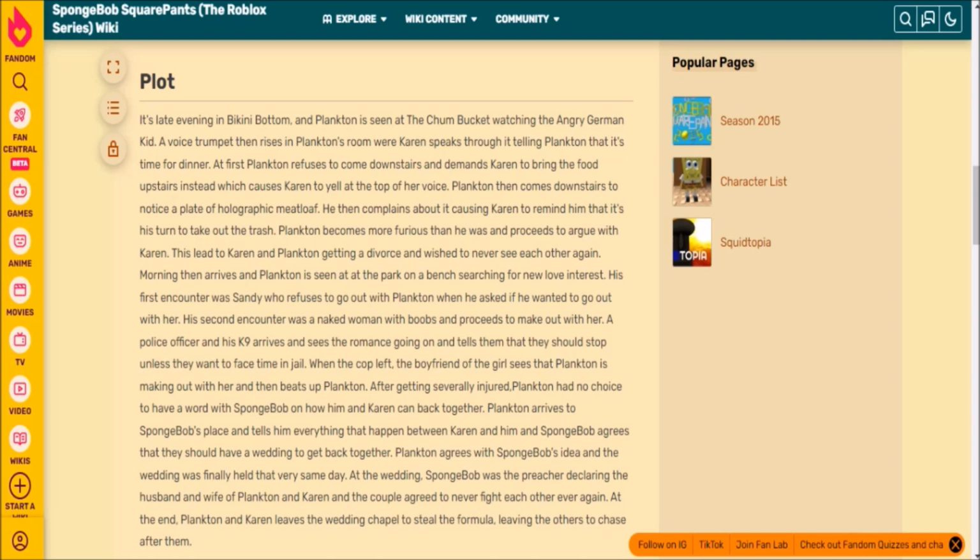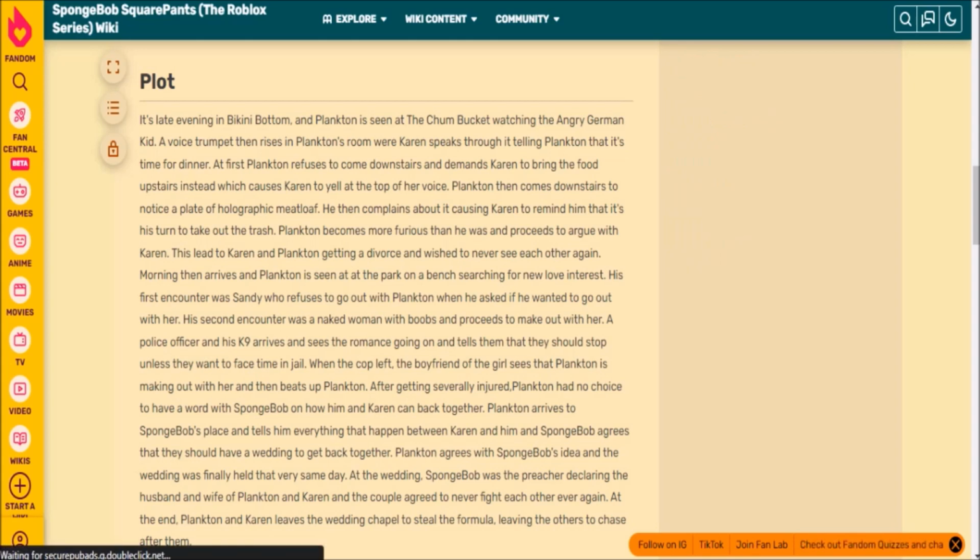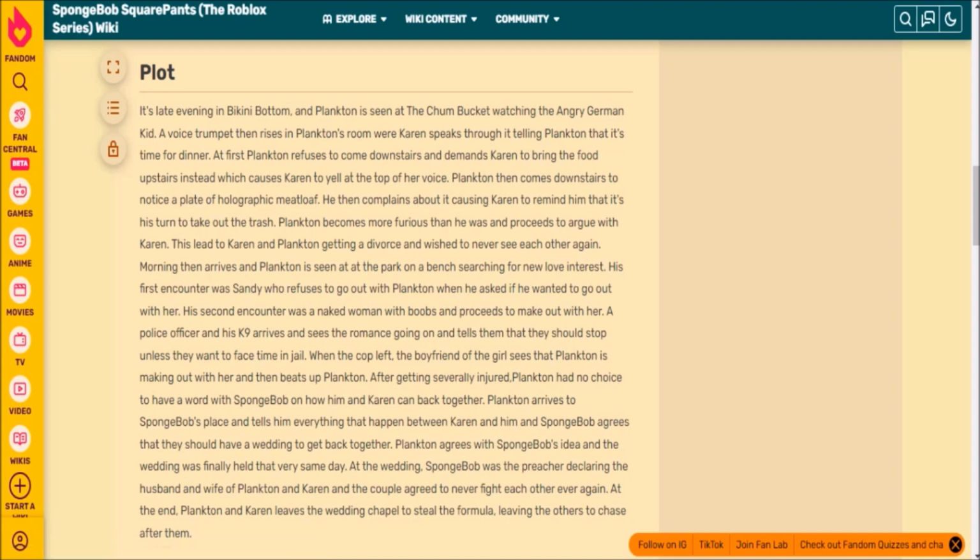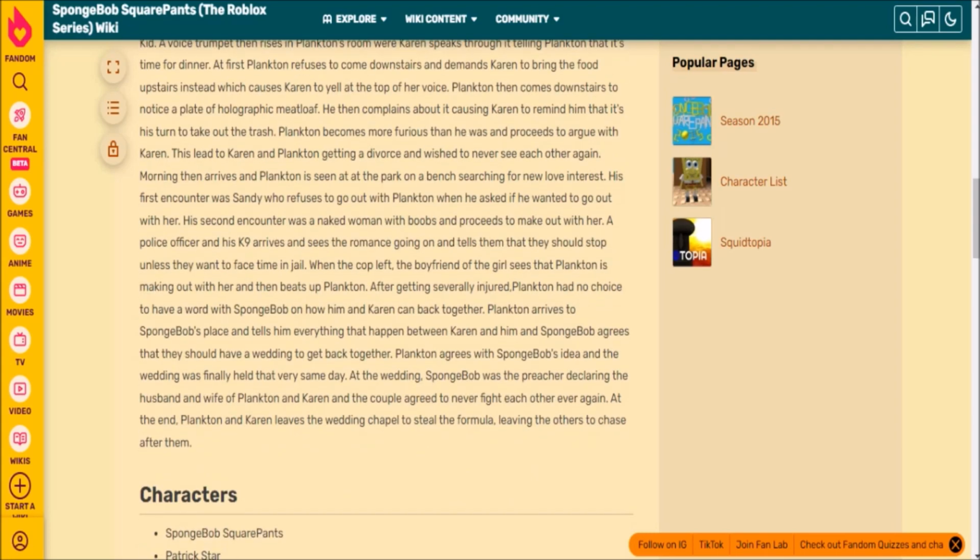His second encounter was a naked woman with boobs, and proceeds to make out with her. A police officer and his K9 arrives and sees the romance going on and tells them they should stop unless they want to face jail time. When the cop left, the boyfriend of the girl sees that Plankton is making out with her and then beats up Plankton. After getting severely injured, Plankton had no choice to have a word with SpongeBob on how him and Karen can get back together.